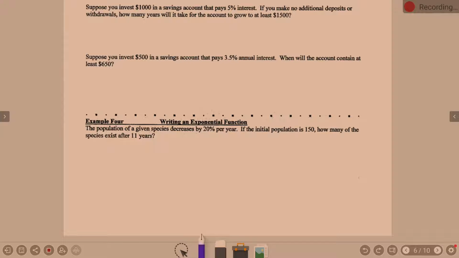Now, you should have the first two examples done up above this, right? If not, get with me or a neighbor after class or after I finish these notes, and we'll go from there. We're looking at the third example down. Suppose you invest $1,000 in a savings account that pays 5% interest. If you make no additional deposits or withdrawals, how many years will it take for the account to grow to at least $1,500?